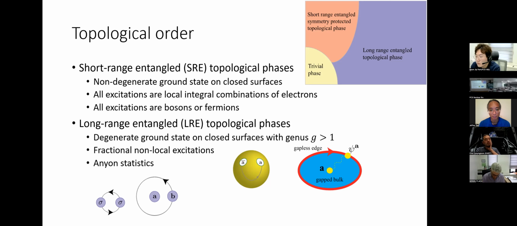So the short-range entangled states do not support fractional excitations. This means that all excitations must be integral combinations of the electrons, and this means that they must be either bosonic or fermionic. On the other hand, for long-range fractional topological phases, the excitations could be fractional. What it means is that the fractional anyonic excitations must come in conjugate pairs.